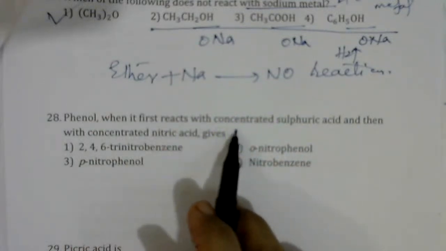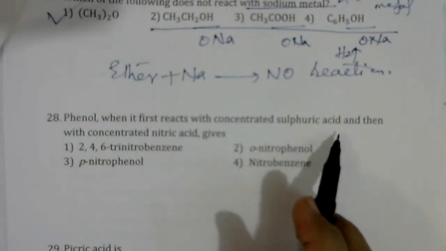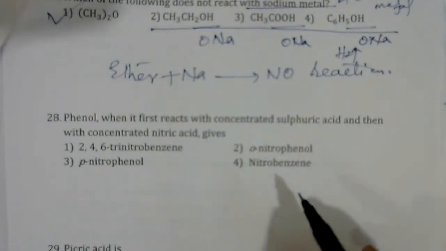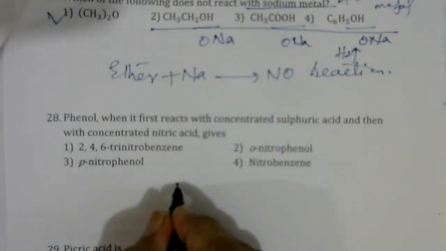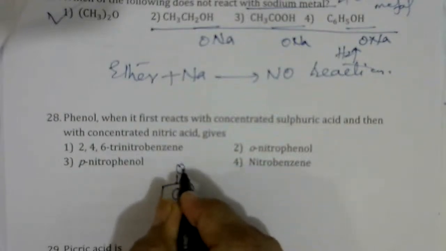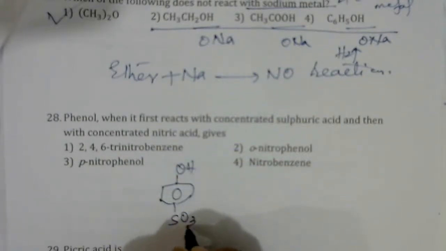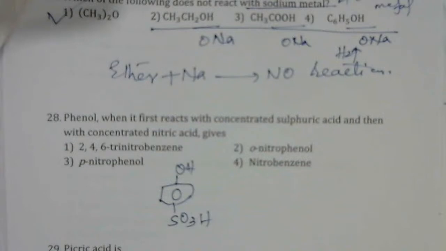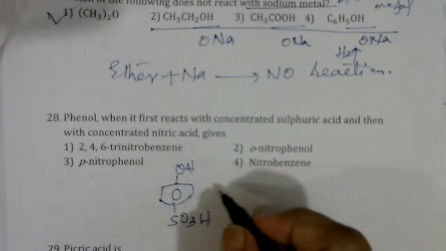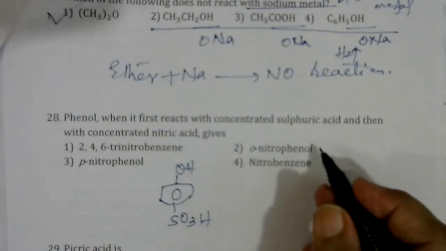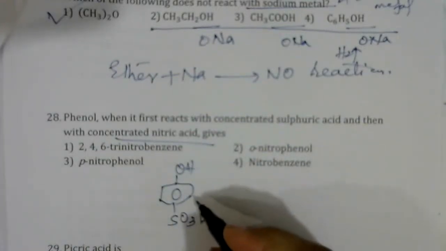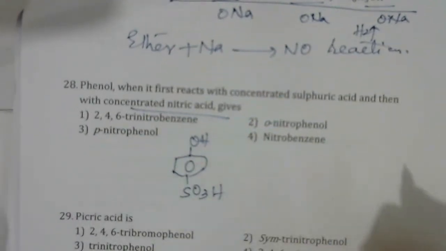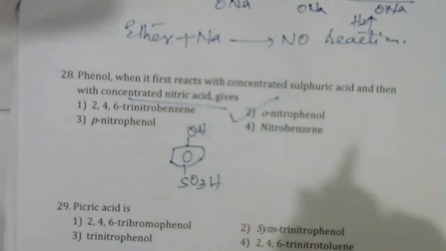Phenol, when it reacts first with concentrated sulfuric acid, we'll get water and phenol substituted with SO3H, that is para-hydroxybenzene sulfonic acid, which on further treatment with concentrated nitric acid, since phenol is ortho-para directing in nature, that's why we are going to get ortho-nitrophenol.